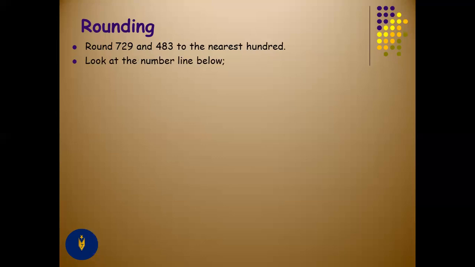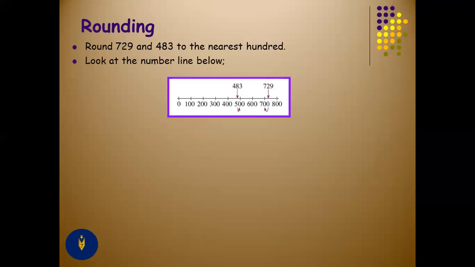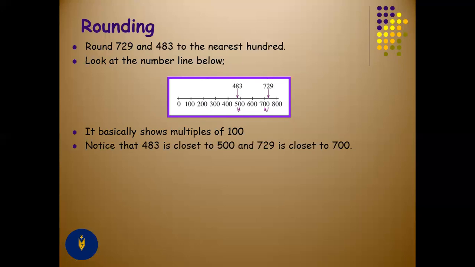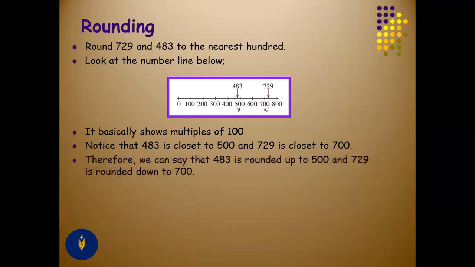Look at the number line below. 0, 100, 200, 300, 400, 500, 600, 700 and 800. हमने position specify कर दी. Where is 483? Somehow it would be here, 483 and 729. So it basically shows multiples of 100. So notice that 483 is closest to 500, and 729 is closest to 700. So therefore we can say that 483 is rounded up to 500, and 729 is rounded down to 700.